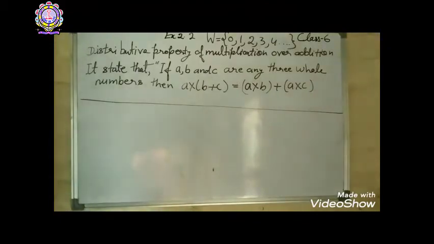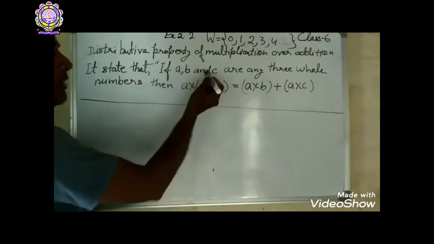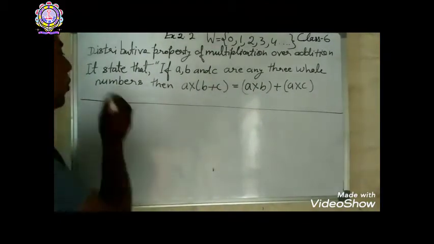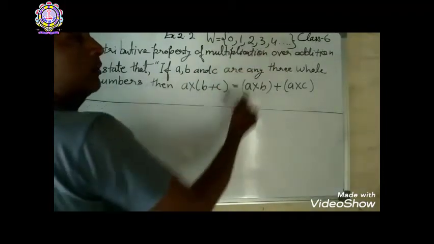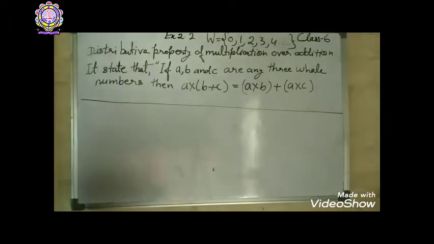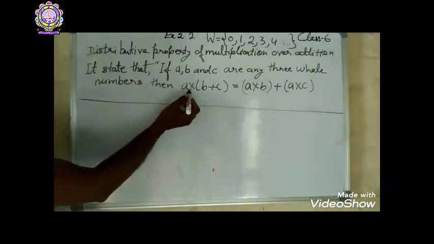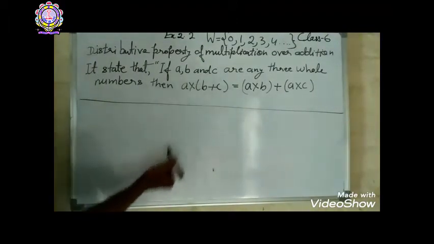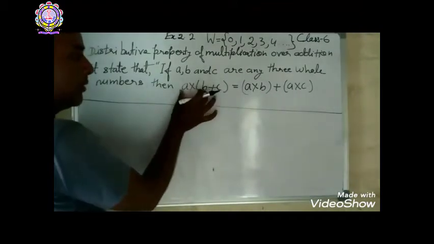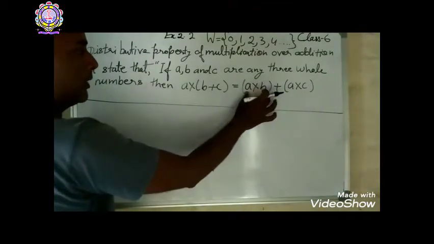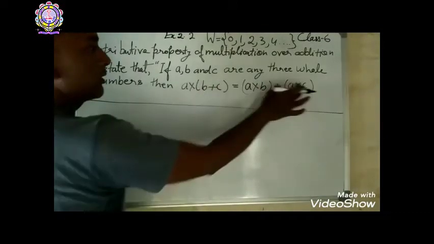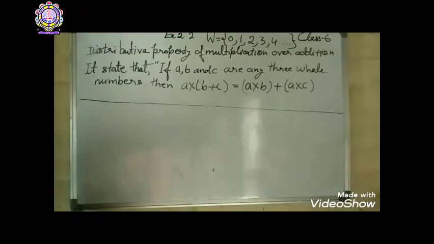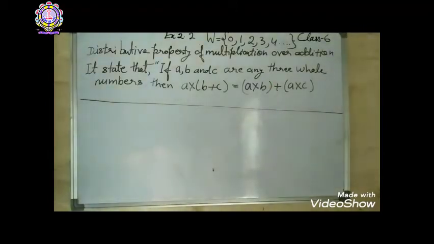It states that if A, B and C are any three whole numbers, you remember the whole numbers, 0, 1, 2, 3, 4, and so on, then A into bracket B plus C is equal to first A multiply B, the symbol of plus we use the plus, then A multiply by C. So this is the distributive property of multiplication over addition.